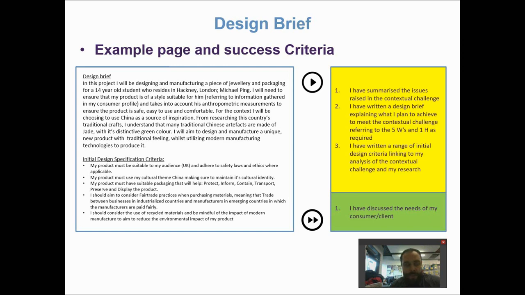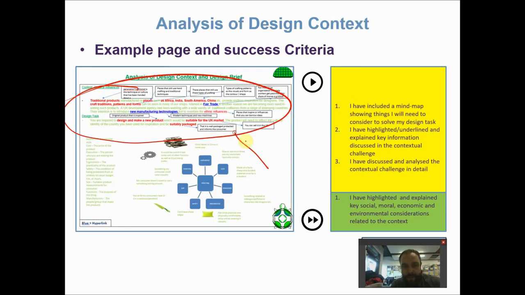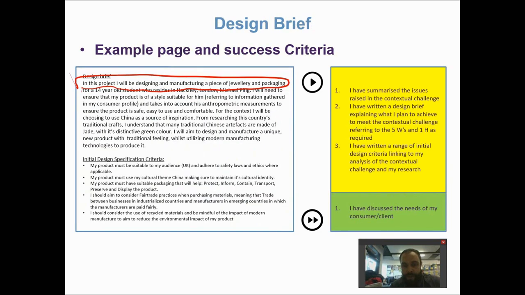What I like to do whenever I start off a project is start with a general opening statement, basically saying what it is that you're going to be designing and manufacturing. In the case here, he's designed a piece of jewellery and packaging, and again this relates to the criteria that he's chosen in the context there. So it's literally setting the scene with a very clear statement of what you're going to design and what you're going to make or manufacture.